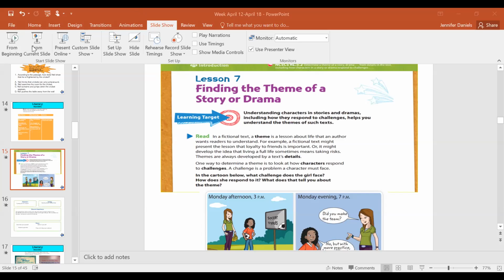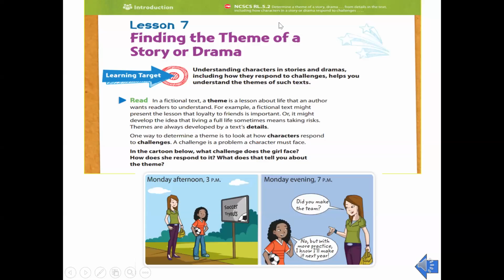So let's jump right in. All right, so finding the theme of a story or drama. Make sure you follow along as I read. Understanding characters in stories and dramas, including how they respond to challenges, helps you understand the themes of such texts.